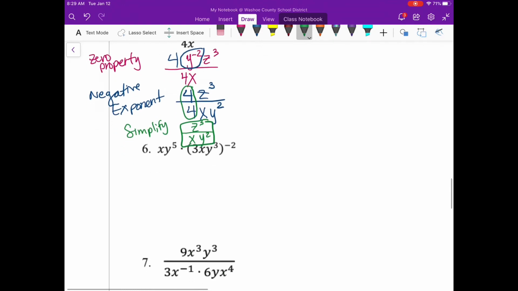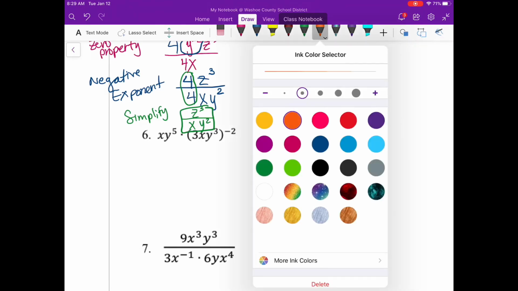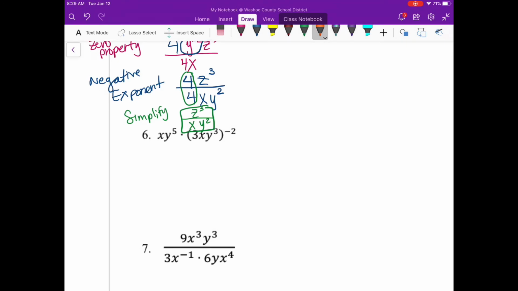Okay, moving on to 6, we just have a few more. Again, however you want to approach this, whatever makes sense to you. I'm going to start off by distributing this negative 2 to everything inside the parentheses, okay? And that's called power of a product. Oops, forgot the R. So I didn't do anything with the first few terms here, but I am going to distribute that negative 2, which is going to give me this, and then start approaching it from there.